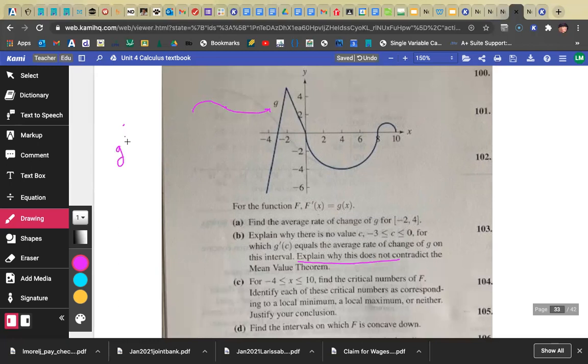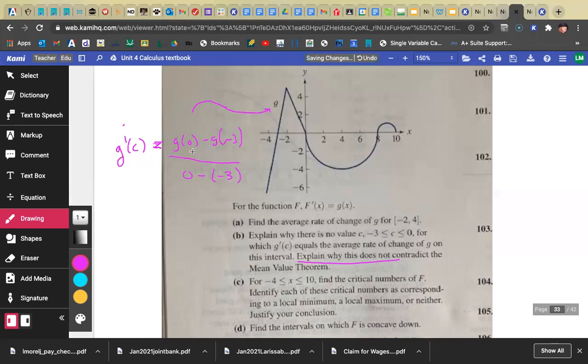G prime at c, according to the mean value theorem, even though I know it doesn't contradict it because we can't actually use it here, the mean value theorem would say that the derivative would be equal to the average rate of change on that interval, which would mean g of 0 minus g at -3 over 0 minus negative 3.